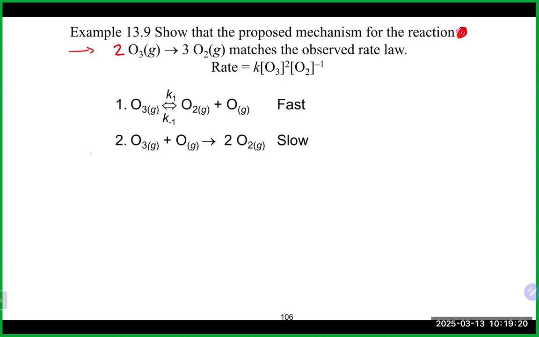So let's just start with that. We're going to take this, we're going to add it together. We're going to look for any intermediates or stuff that can cancel out. Again, looks like the O will do that. And I think that's it. So everybody on the left there is going to give us 2 O3.